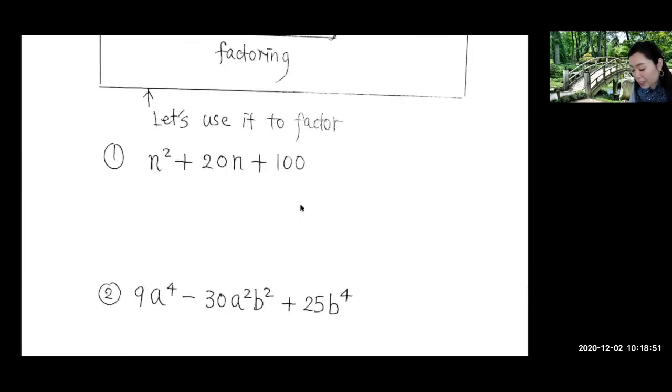Now this one over here, the first one here, it is a square, right? It is a square of this one here. And this one over here, it is a square also. So that made me think this could be factored into a perfect square. So this is the square of n, and 100 is the square of 10.